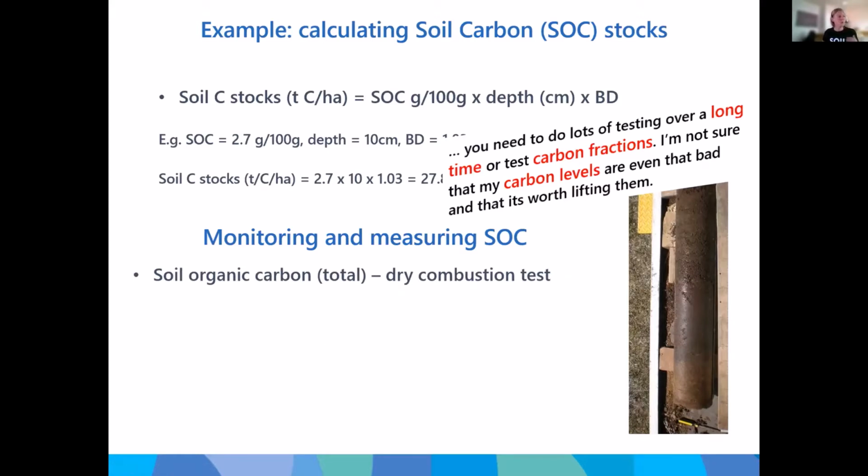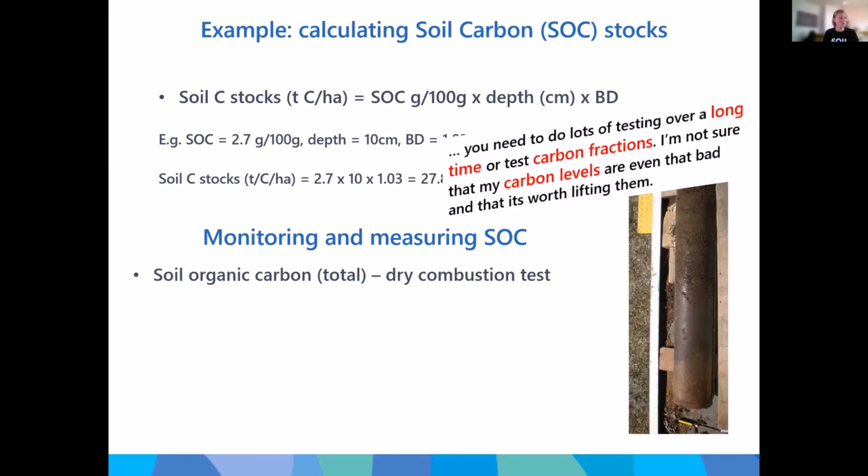In terms of what we request from the lab, it's soil organic carbon, the total amount, and we recommend the dry combustion test. So that might be referred to as a LECO or a JUMIS test. And the reason that we do that is that, first of all, it accounts for that total organic carbon pool, and we know that it's a nice standard test.